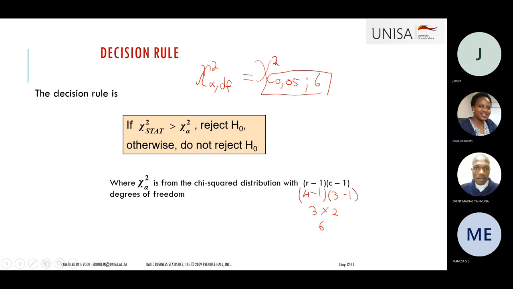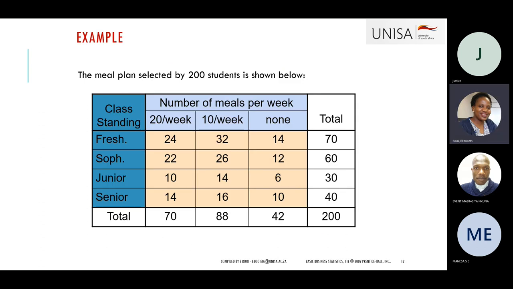I will share my entire screen just now. It's called critical values of chi. And I will get to that when we do an example. But that is how you will find your critical value by using your alpha value and the degrees of freedom. And if your test statistic is greater than your critical value, you're going to reject the null hypothesis. Otherwise, you do not reject the null hypothesis. And that is how we do the test of independence.